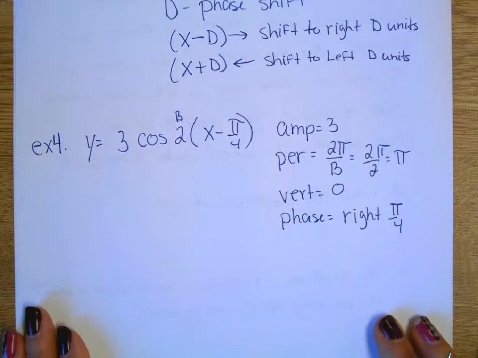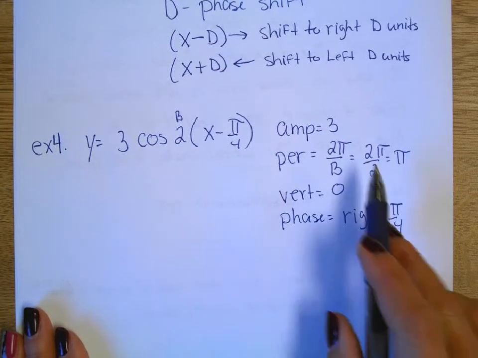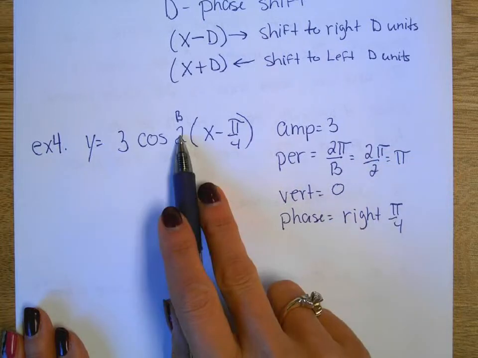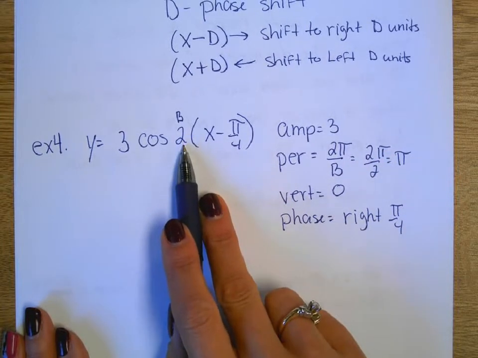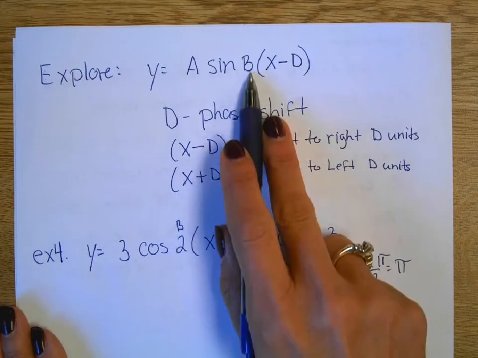This is going to be confusing. Where did you get the 2 pi over 2? 2 pi divided by my b. There's a 2 sitting in the b spot. So put it bluntly, b is always in front of the x.